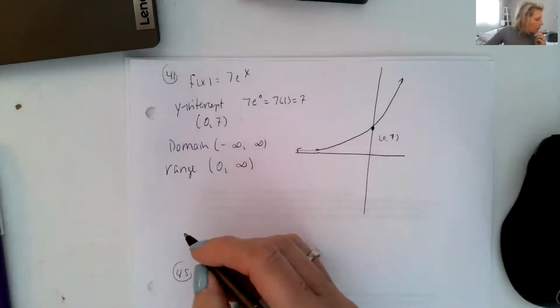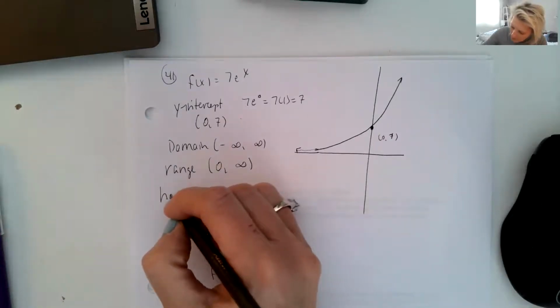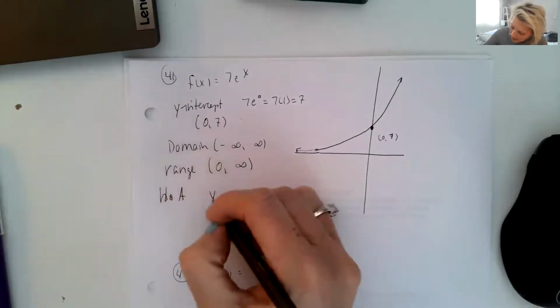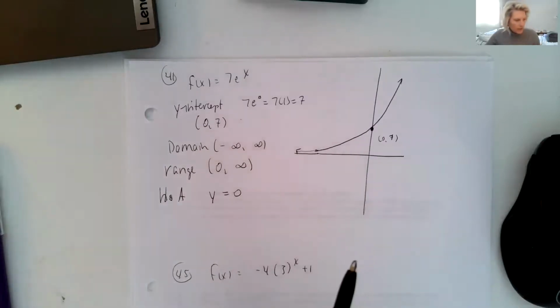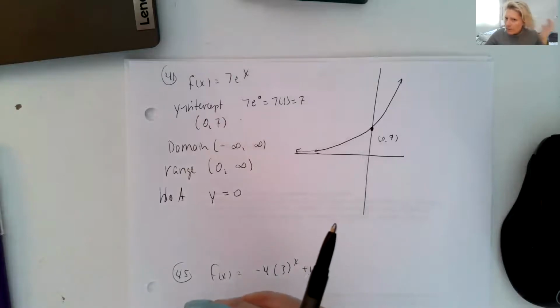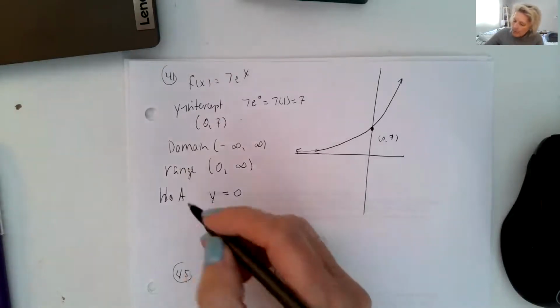And they want to know our horizontal asymptote, we're just going to call it HA, is at y equals 0. Make sure you write y equals 0. Some of you are mistakenly writing x equals 0 for the horizontal asymptote. The horizontal asymptotes are always y values.